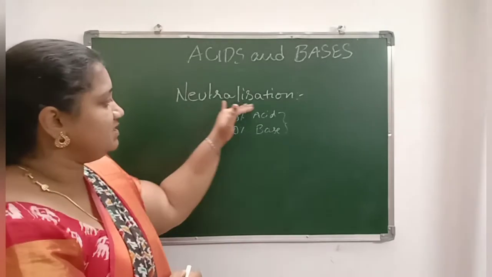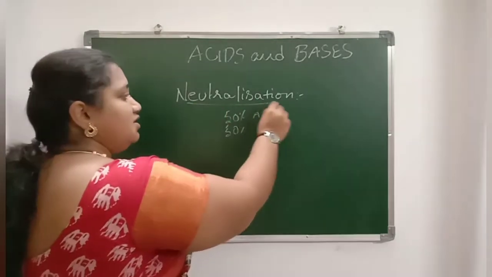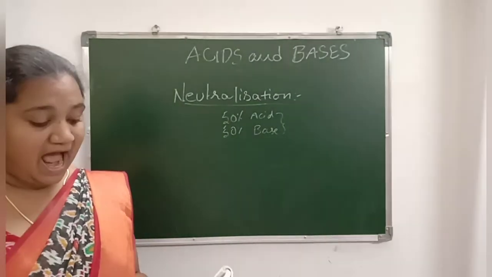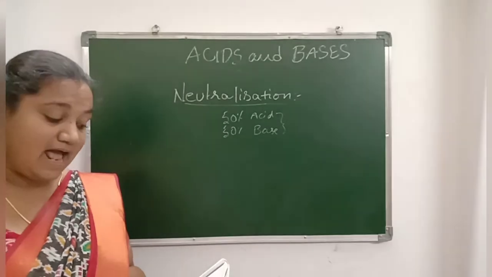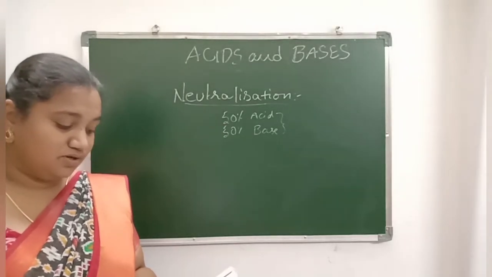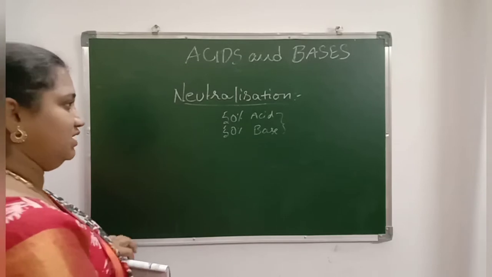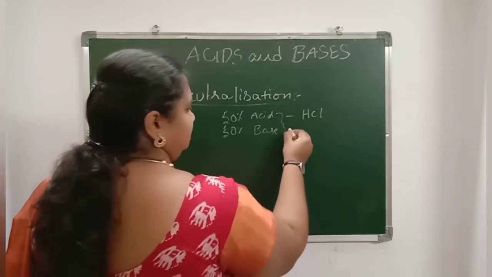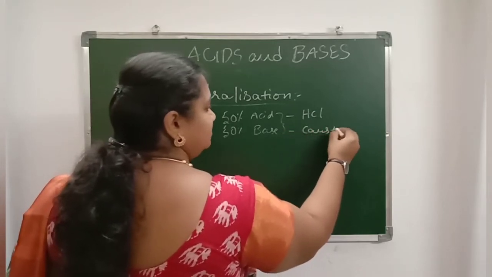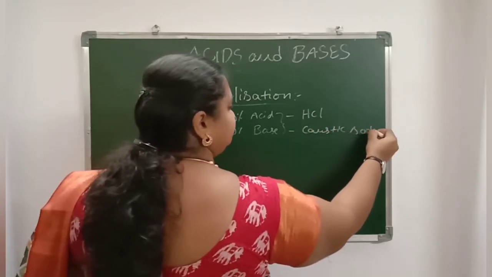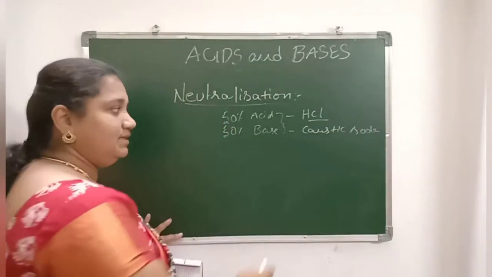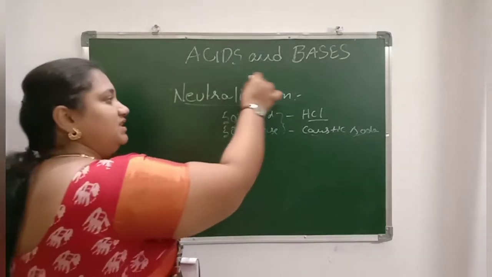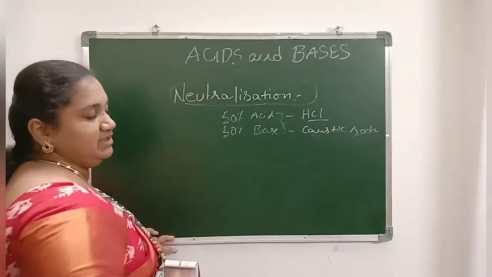So how do we perform this neutralization? In our textbook, an experiment is given using hydrochloric acid and caustic soda. Remember, children, the acid is HCl, hydrochloric acid, and the base is caustic soda. By taking both, we are performing this neutralization process.